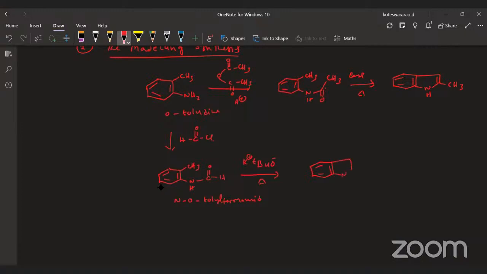Without substitutions, we can get the compound from this tolyl formamide. Just we are taking this N-tolyl formamide. N-tolyl formamide can be synthesized from the ortho-toluidine by formylation with formyl chloride. Then it is treated with the potassium salt of tertiary butoxide, which on heating leads to the formation of the indole molecule.